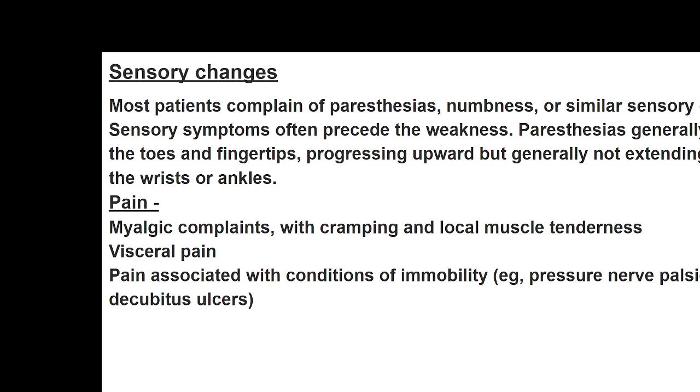So there could be an altered feeling, and sensory symptoms often precede the weakness. Before the motor weakness occurs, the patient may have a sensory symptom, then the patient develops the neurological pathologies. That's the usual presentation, and usually it starts in the toes or fingertips and progresses upward. That's the usual presentation as such.